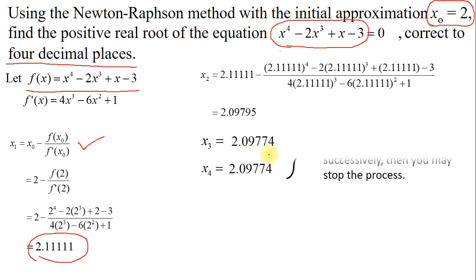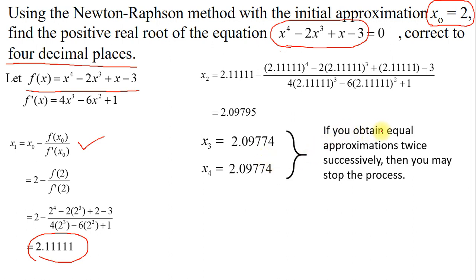Now, once you obtain equal approximation twice successively, then you may stop the process. Means two approximations exactly the same, then only you stop. You must stop. After that, you make a statement. We will take that as the answer for the root.